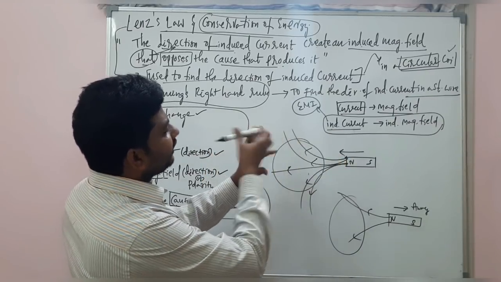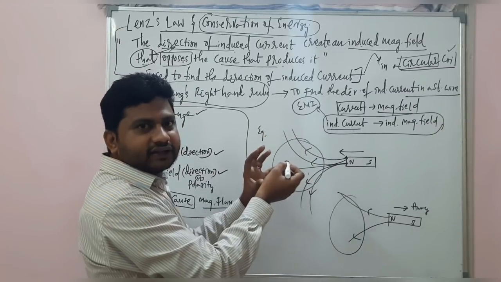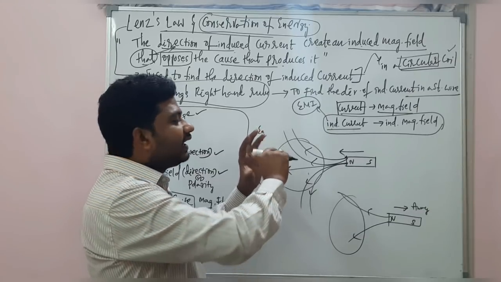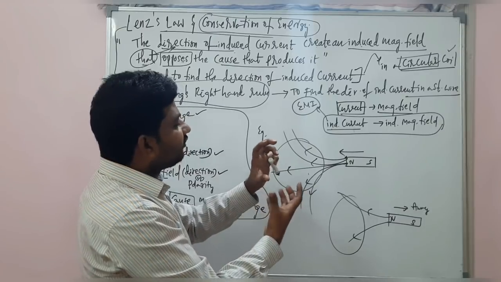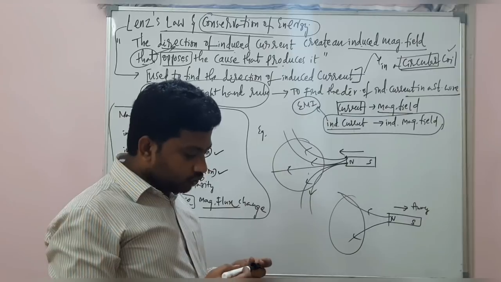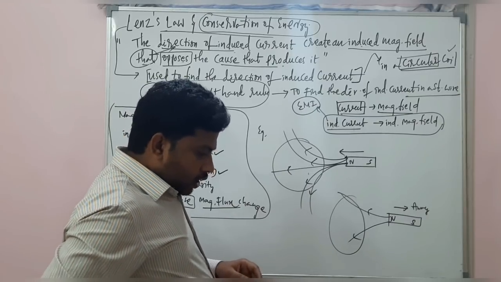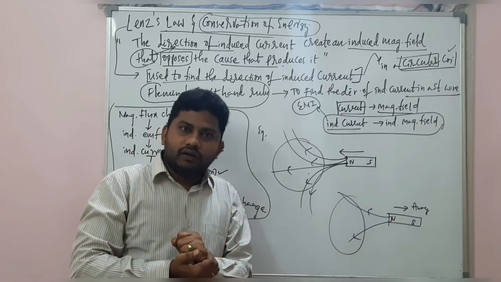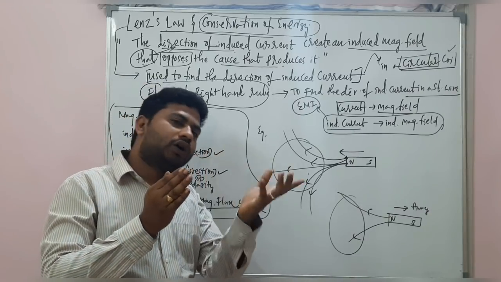Magnetic field lines are moving in this way by increasing the flux change. To decrease this flux, this induced magnetic field must produce field lines in the opposite direction, right? So, if you want the field lines in the opposite direction, you know, a current carrying circular coil will behave as a north pole or a south pole.